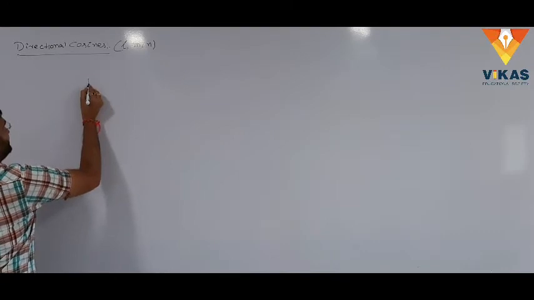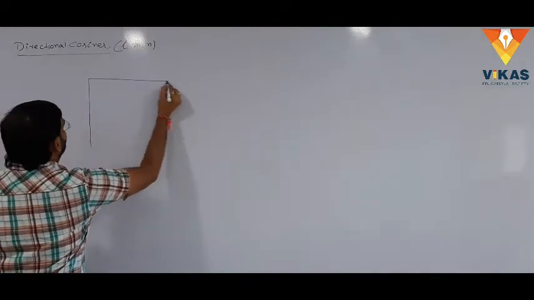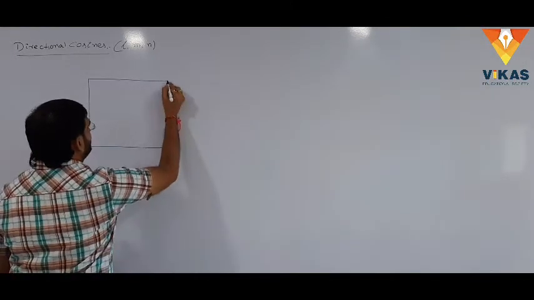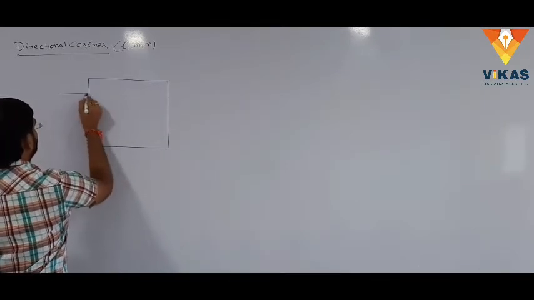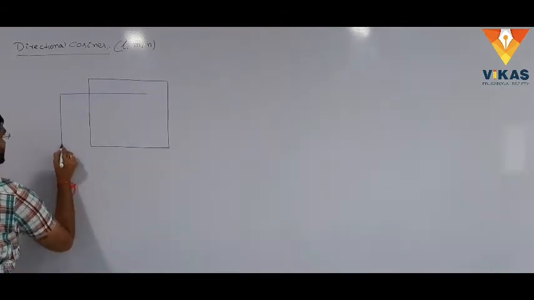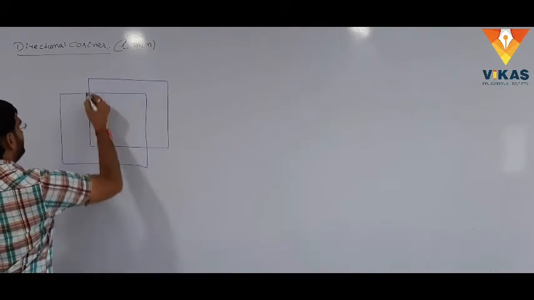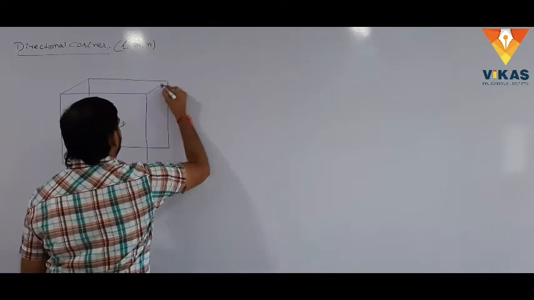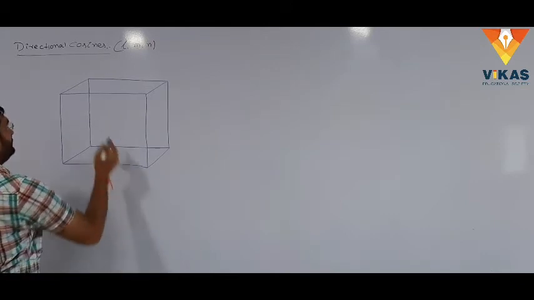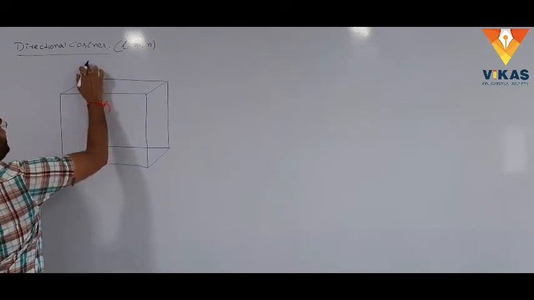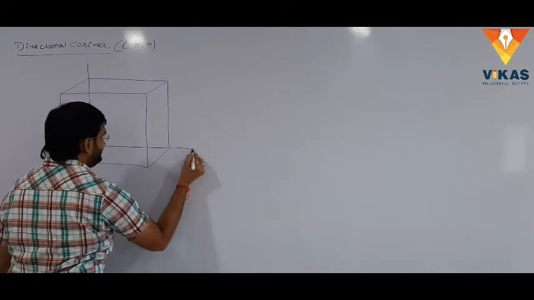Dear students, this is the most important topic. Please listen carefully. Let us consider a cube simply like this. A cube is a three-dimensional body. This cube is placed in the three-dimensional coordinate system like this.